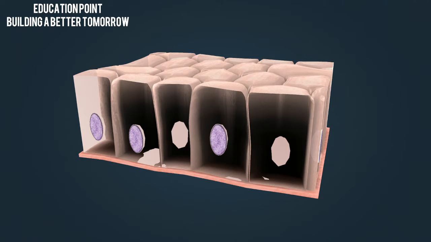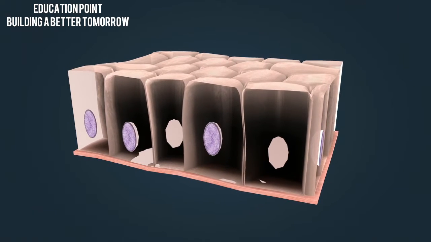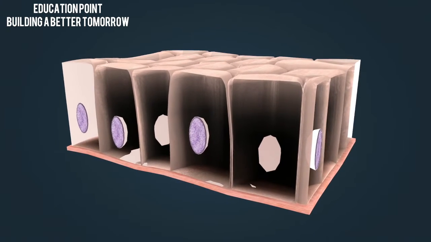In the human body, the simple columnar epithelium is found in the lining of the intestines, where the epithelial cells are covered with microvilli, and in the inner lining of the oviducts, where the epithelial cells are ciliated.